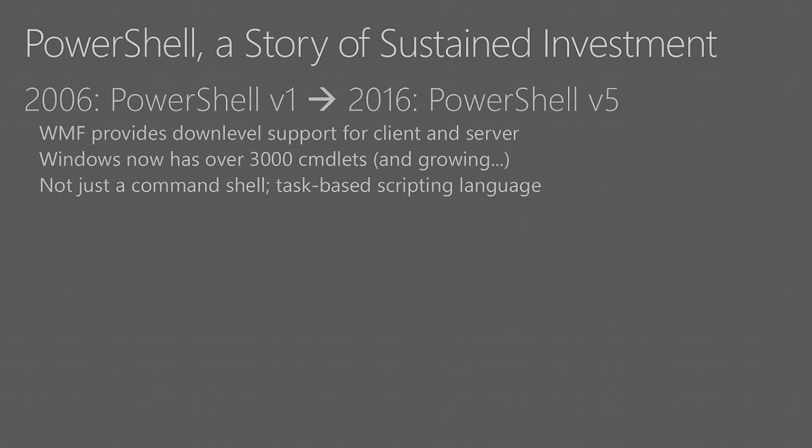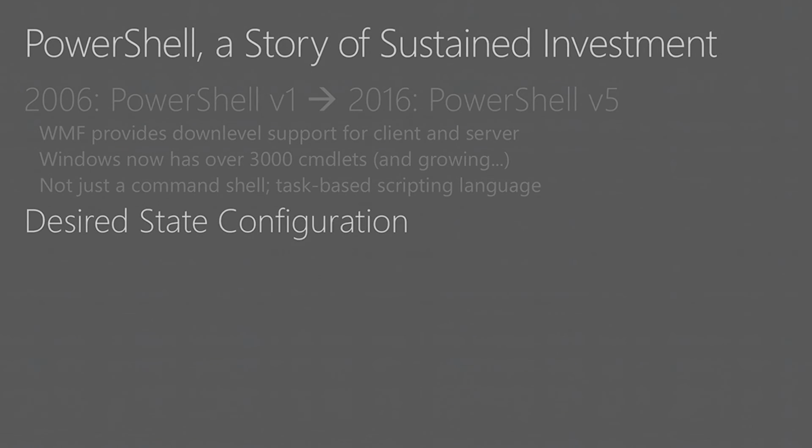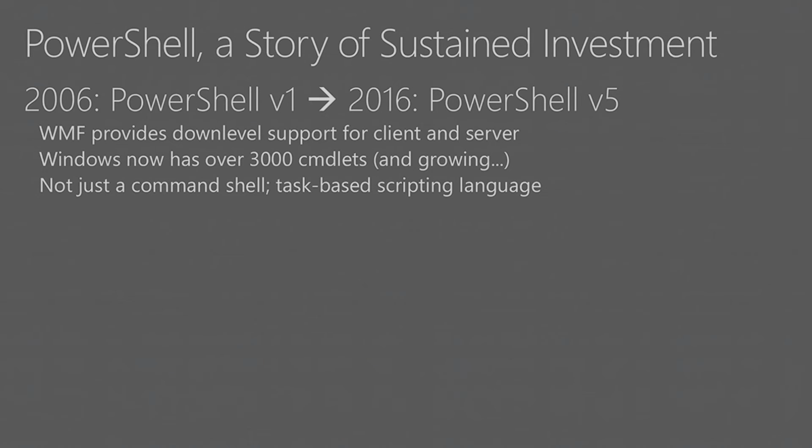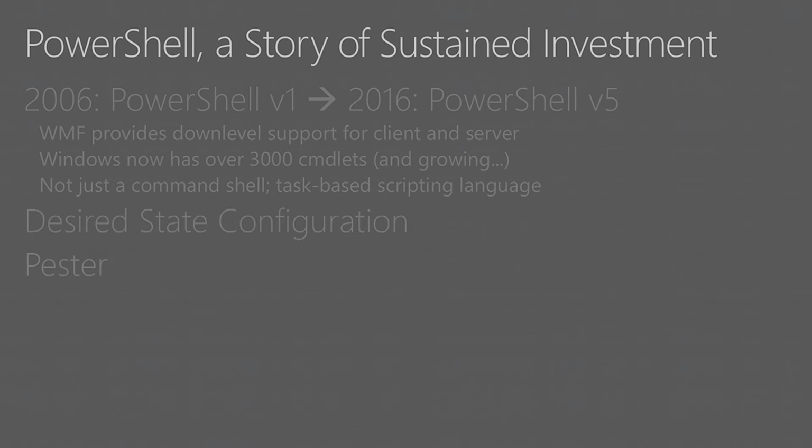So PowerShell, a story of sustained investment from 2006 V1 all the way up to the V5 that's available today in Server 2016. We now have over 3,000 cmdlets. If you look at a Nano Server environment, Nano Server is over 1,000, a lot of that because Nano Server has a subset of functionality. Desired State Configuration has a bunch of improvements, including improvements in PowerShell ISE to help you author DSC. Then Pester is an open source test framework for testing your PowerShell cmdlets, and that's now available in box in Server 2016. So it's an open source technology included in Windows Server.